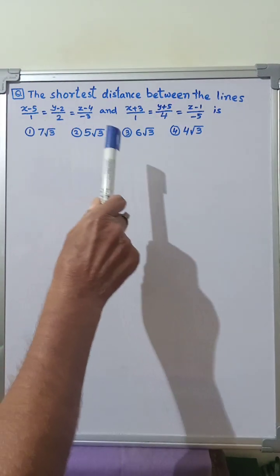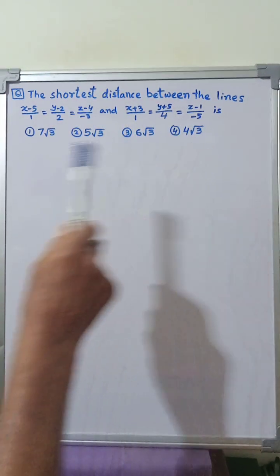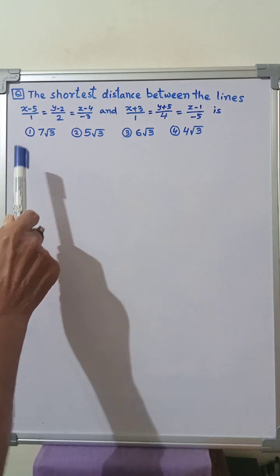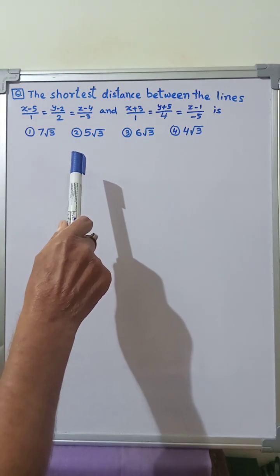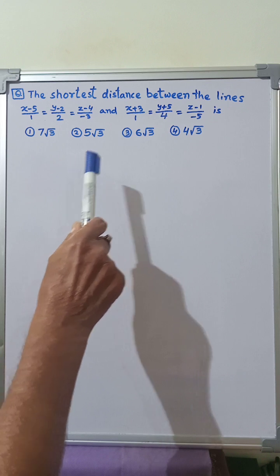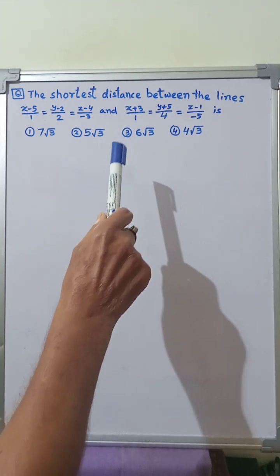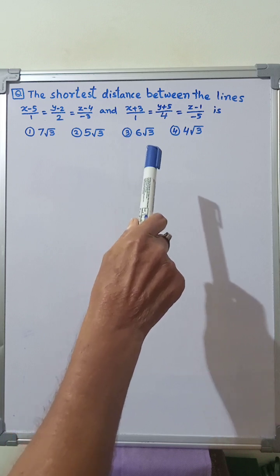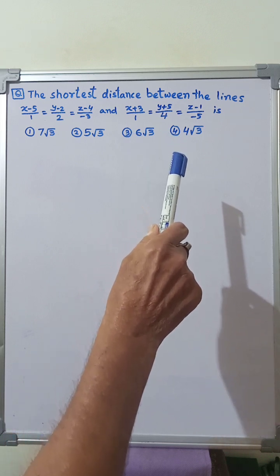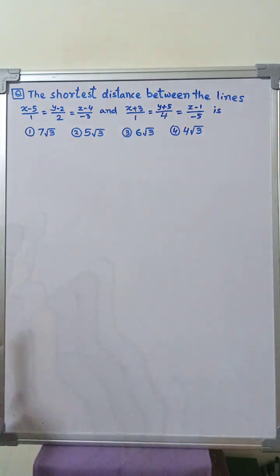The shortest distance between the lines (x minus 5)/1 = (y minus 2)/2 = (z minus 4)/(minus 3) and (x plus 3)/1 = (y plus 5)/4 = (z minus 1)/(minus 5) is. The options are given in the question. We are required to find the correct option.